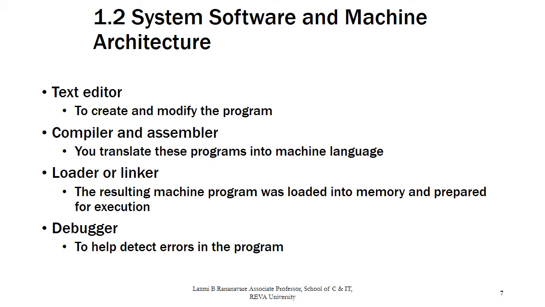Similarly, linker is a system software which links the different object programs, and together these object programs are loaded by the loader into the main memory, and then it initiates the execution. The next system software is debugger. Debugger detects the error in the program.